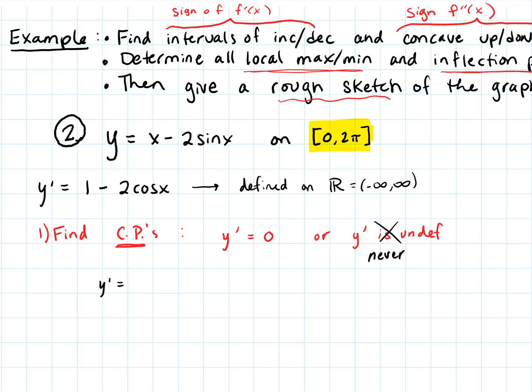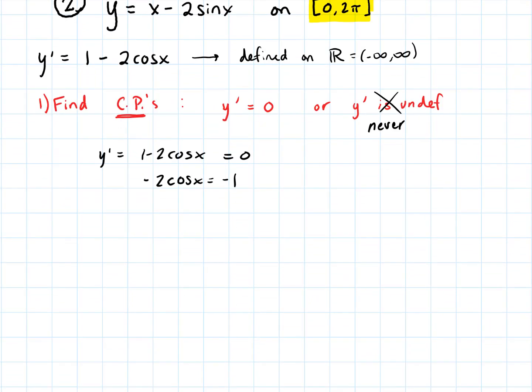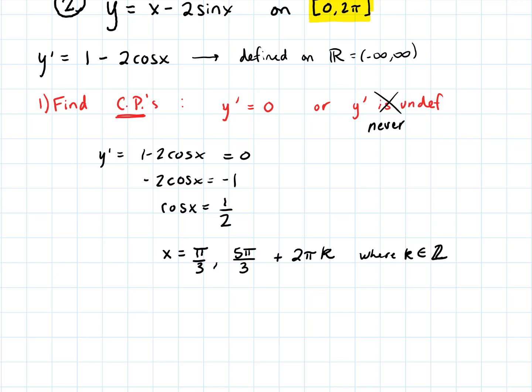So when does y prime, which is 1 minus 2 cosine of x, equal 0? So that would be when minus 2 cosine of x equals negative 1. When the cosine of x is equal to 1/2. So when does that happen? Well, the cosine is equal to 1/2 at pi over 3 in one period, at pi over 3 and at 5 pi over 3. Now, also, that happens every time we cycle through a period of the cosine. So to each of these, we would add 2 pi k, where k is in the integers. Okay, so where k is an integer.